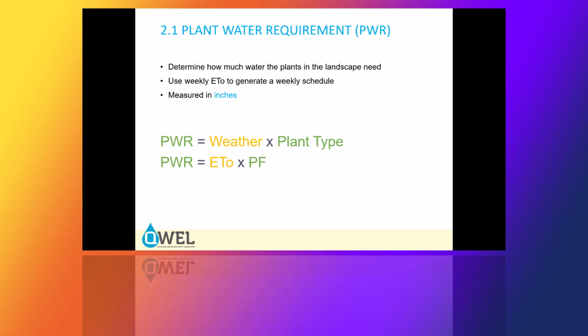The first step to developing an irrigation schedule is to understand how much water the plants in the landscape need. So you're going to multiply the ETo by the plant factor to determine the plant water requirement in inches. Choosing daily, weekly, or monthly ETo will determine whether you calculate a daily, weekly, or monthly runtime. Most conventional irrigation controllers operate on a weekly schedule, so it might be most useful to determine the weekly runtime.